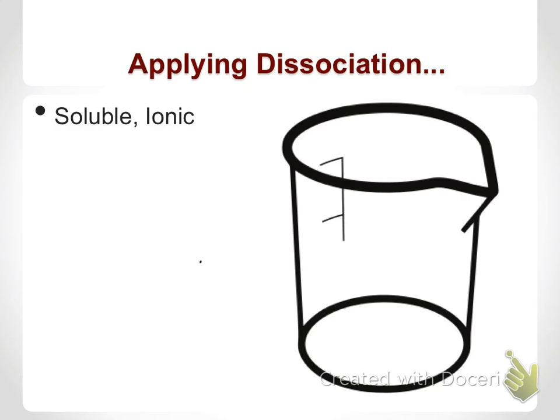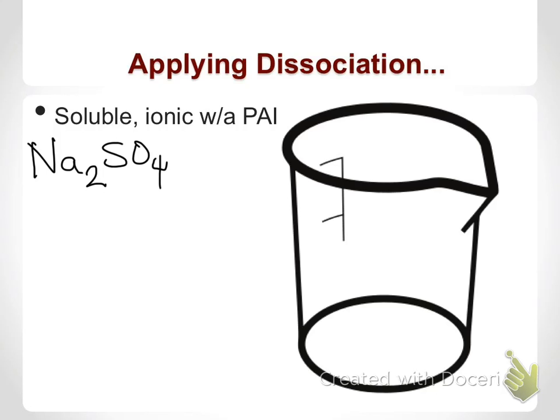How about a soluble ionic compound with a polyatomic ion? So something like what was in your quiz today. So how about we do what was in your quiz today, which was Na2SO4, which would be a solid as an ionic compound.